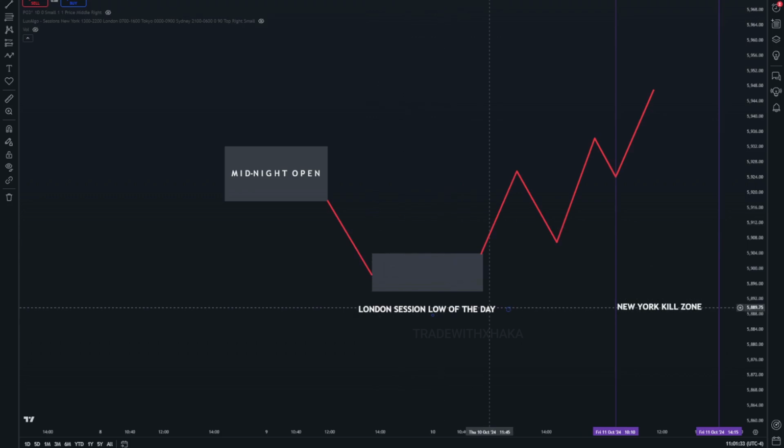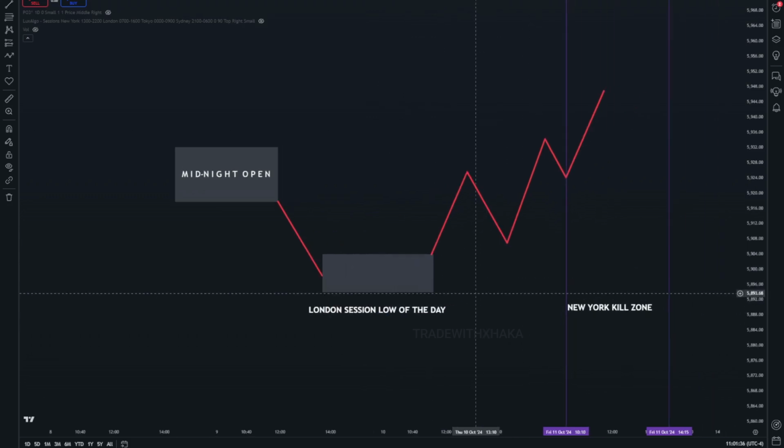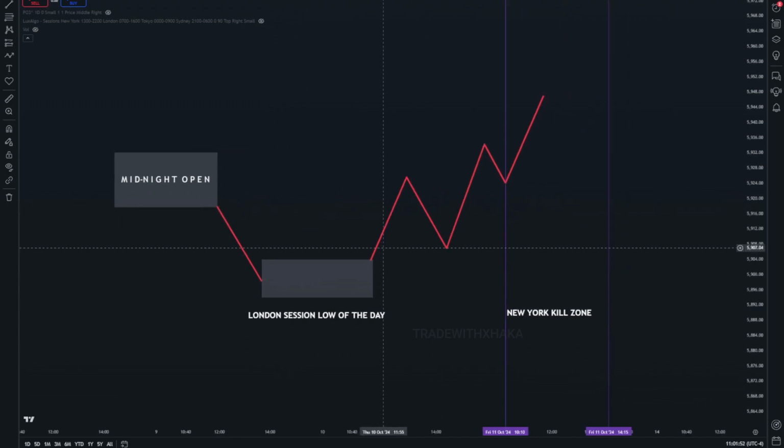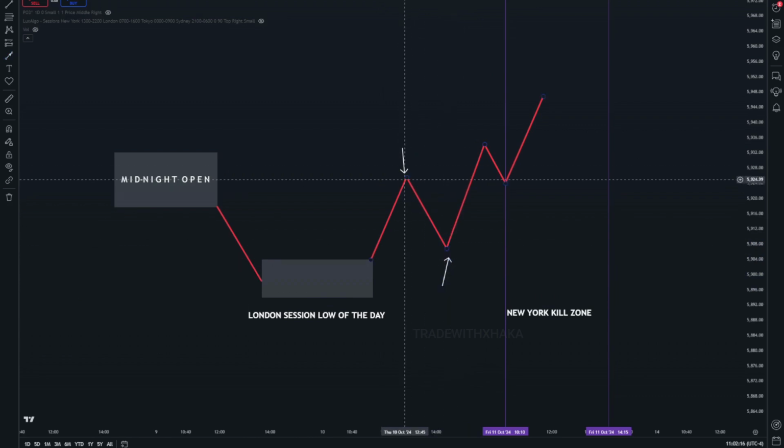This is the London session low. Why do we call it a low? Because as the market breaks out from the midnight open, it doesn't continue. It pushes back inside the range, which is what traders call manipulation. So as we are in the London session, when volume comes in, we start seeing highs and lows. We have a high here. This is high and this is low. So now this is London low and this is London high.